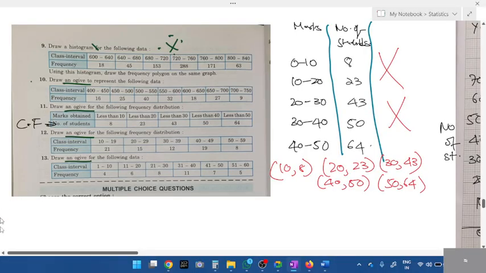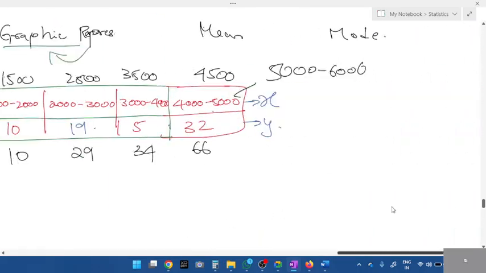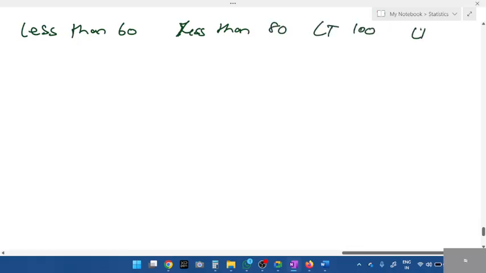And one important part I forgot. One important part to mention. Now for 5 minutes, students, concentrate here. The question is like this: less than 60, less than 80, less than 100, less than 120. This is age, number of patients, less than 60, 7, less than 80.